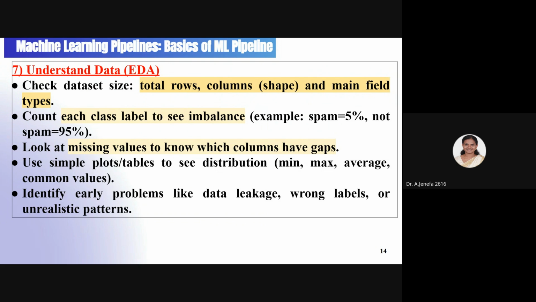Before it is fed into the model, the data set itself should not have the output. Only the model has to analyze the data and predict the output. That is what we call data leakage, wrong labels, or unrealistic patterns. Everything I will explain with the diagram so that you will understand.